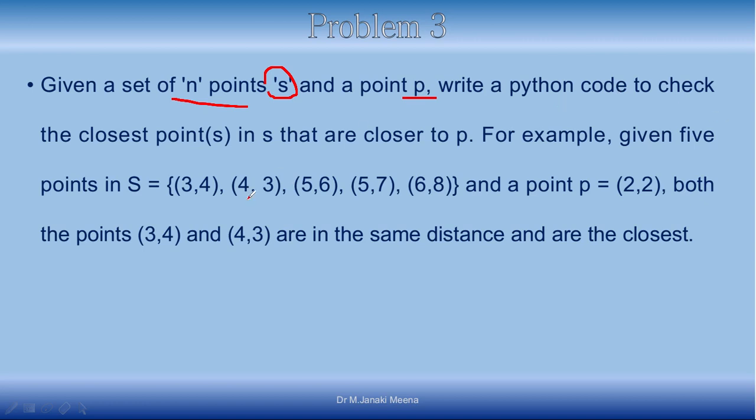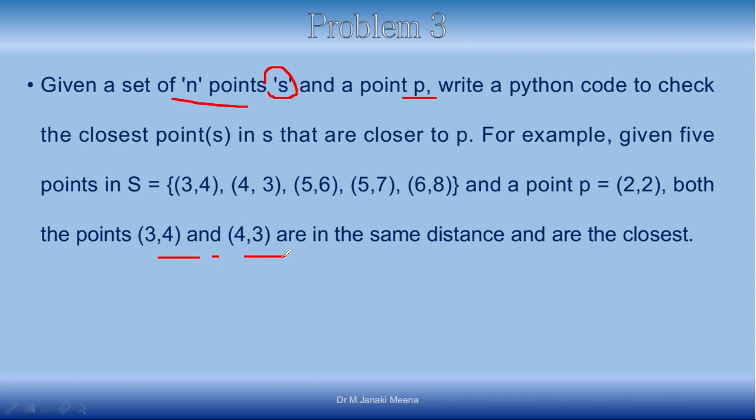So for example, if you are given 5 points like this, (3, 4), (4, 3), (5, 6), (5, 7), (6, 8), and a point P which is (2, 2). When you look at the distance, how will we calculate the distances? Euclidean distance, square root of (x2 minus x1) the whole square plus (y2 minus y1) the whole square. We will use that formula and calculate the distance between the points. Whichever points are having minimum distance, maybe one or more, those points are considered to be the closest, right? So in this case, the closest points are (3, 4) and (4, 3).